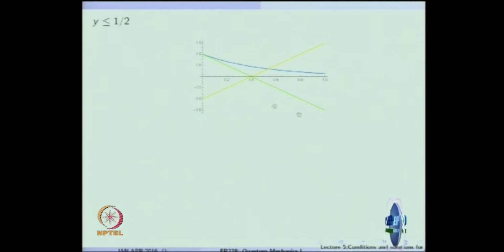and the green line does not intersect the e to the minus 2x when y is less than or equal to half. So, this I have tried to plot with some y value as 0.4. If I take 0.4, then I find this plot. You can try and check. Why are there only 2 solutions? What else can you have?